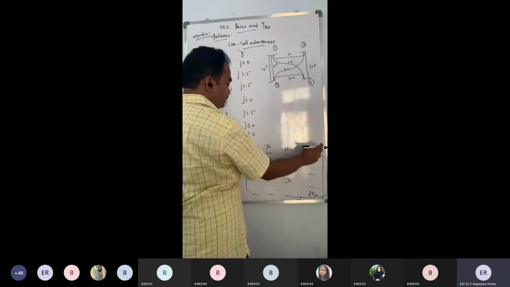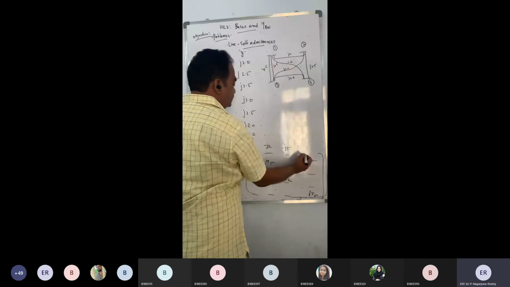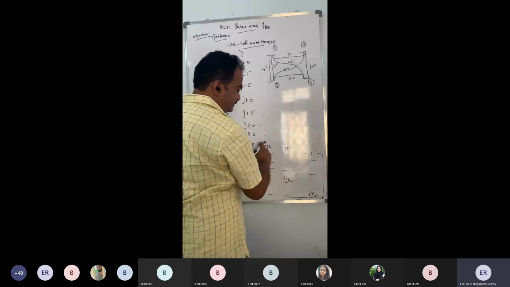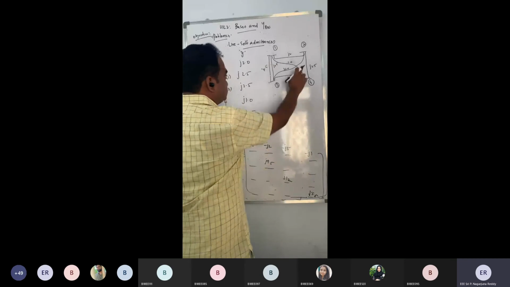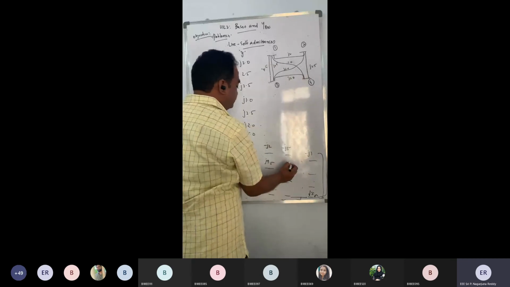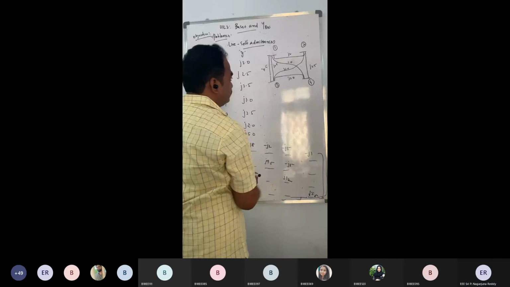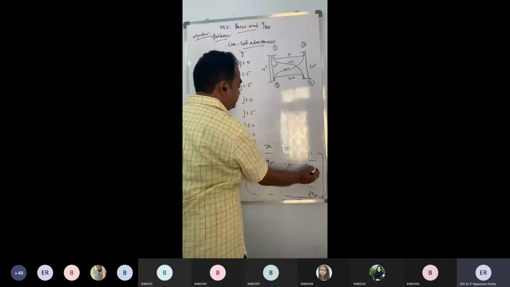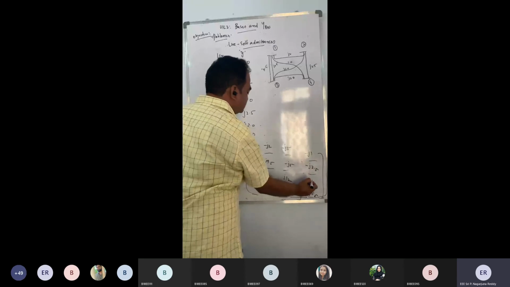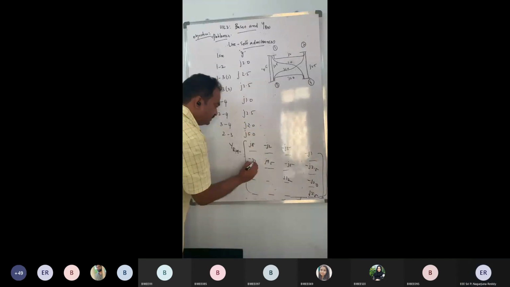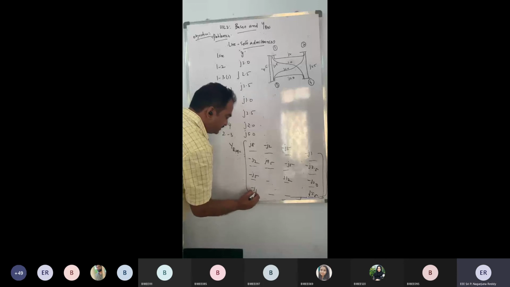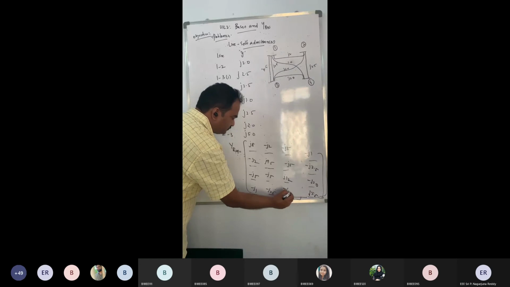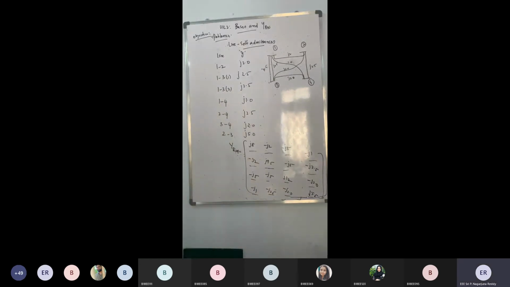Next is Y14. There is only one, minus j1. Next, I am filling only the upper triangle. This is Y23. Between 2 and 3 it is minus j5. And between 2 and 4 it is minus j2.5. And between 3 and 4 it is minus j2.0. Since it is a symmetric matrix, I'll write these values again here. That's it.